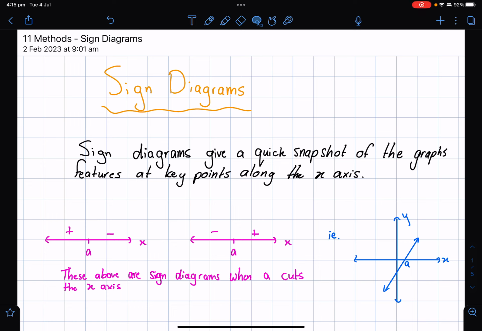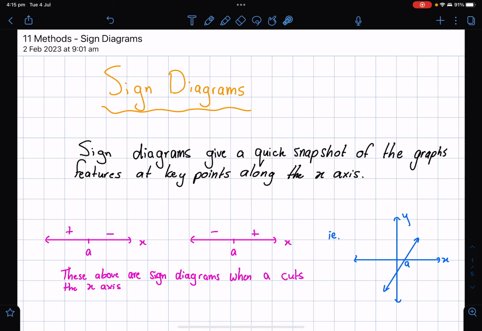Now sign diagrams give us a really nice quick snapshot of the key characteristics of a graph, and we just look at it as whether the graph is above the x-axis or below the x-axis. So you see here we've got some weird looking things. Now these are my sign diagrams.